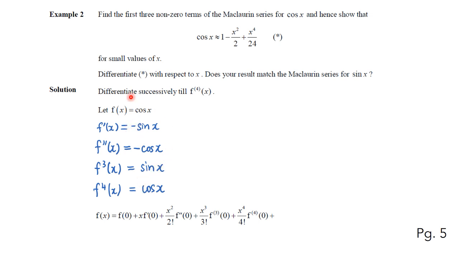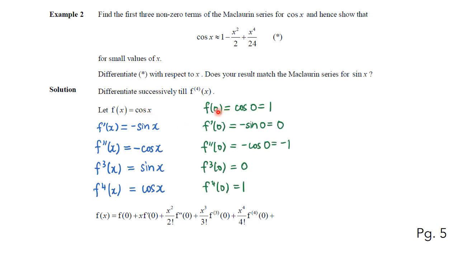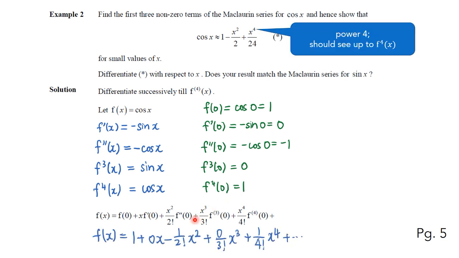After we differentiate, we need to substitute the values of x equals to 0. So we sub in f0, this is cosine 0, f prime 0 is 0, and so on. We take all these values and we're going to put this into our Maclaurin series over here. That leaves us with this particular expansion.